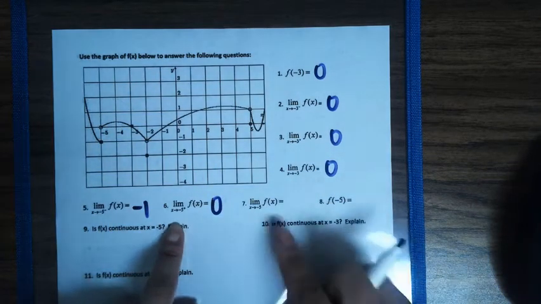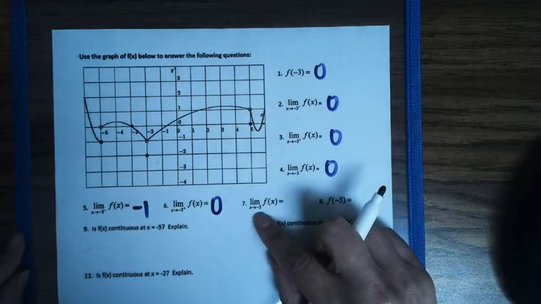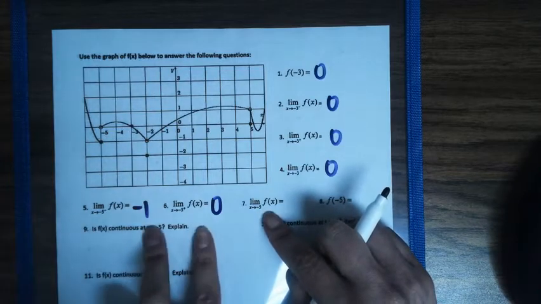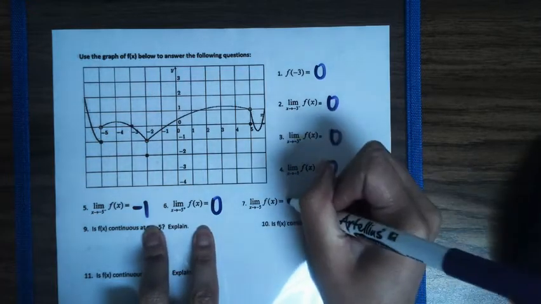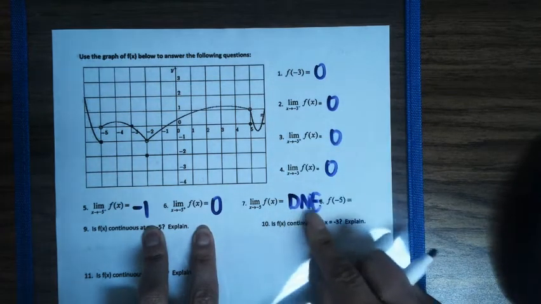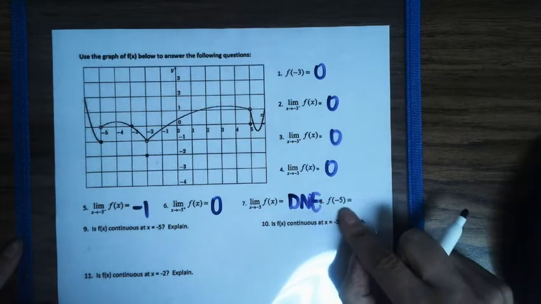Now, if I ask you, find the overall limit as x approaches negative 5 of f of x, what are you going to tell me? Well, these are not the same, therefore the limit does not exist. That's why I write D and E: does not exist. The last one that we have is f of negative 5.